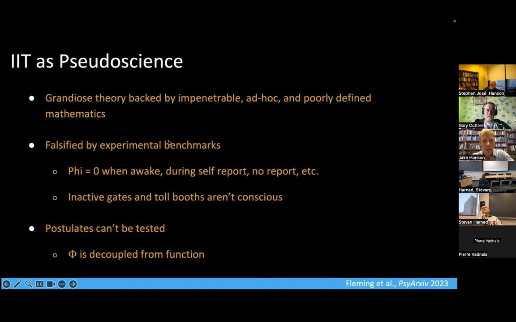It's falsified by experimental benchmarks in the sense that you have phi equals 0 when things are awake, you have phi equals 0 during self-report, you have phi equals 0 during no-report paradigms. No matter what your experiment is, you can have phi equals 0. There are also inactive logic gates and toll booths that most people would say aren't conscious, but IIT says are. And ultimately, the postulates can't be tested because phi is decoupled from anything that you could use to ground the theory experimentally. So I'll end it there.